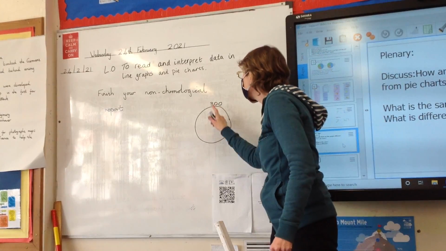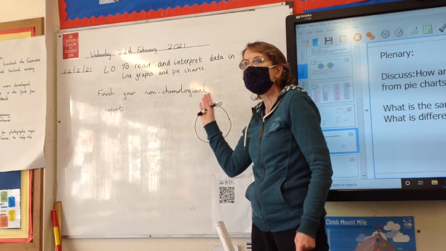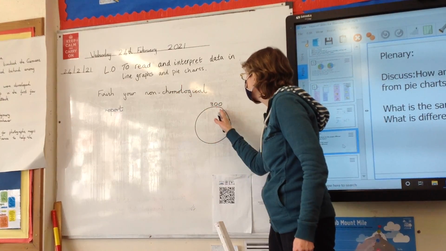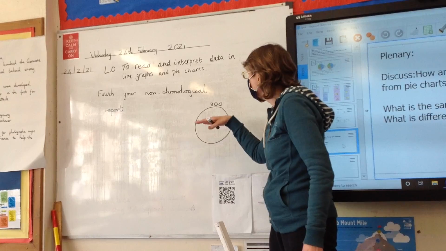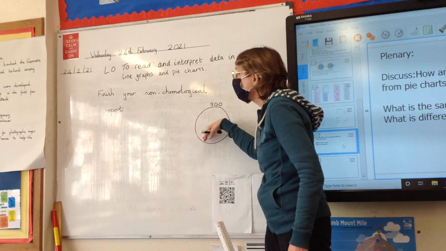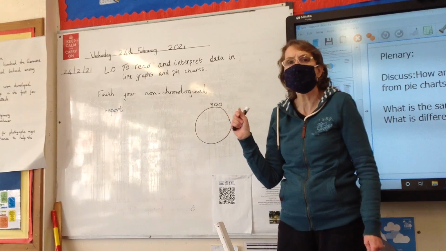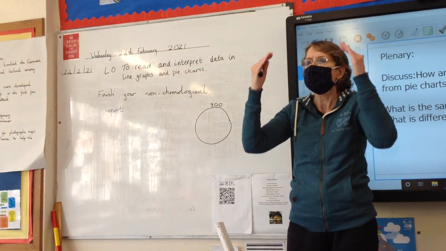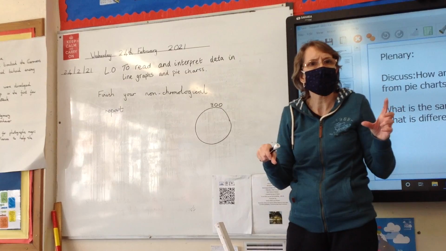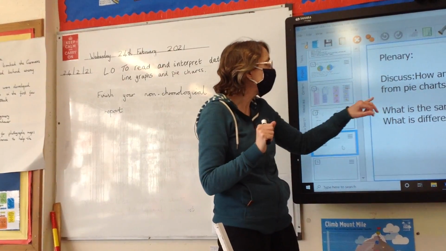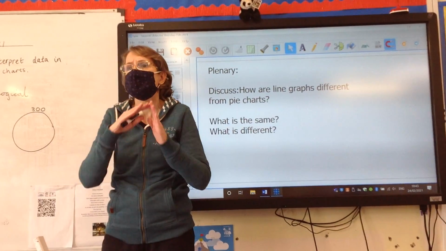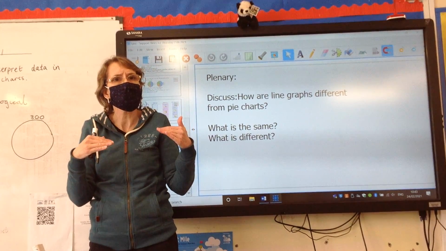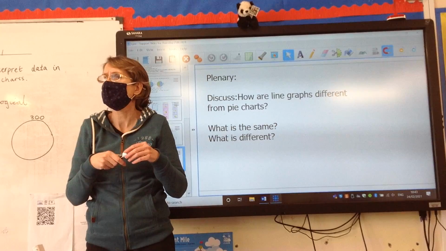And then you divide it up according to the proportions. So if half the children walked, you'd have half the pie chart coloured in. If a quarter of the children went by train, you'd have a quarter coloured in, and so on. So it's really looking at a whole piece of data and then dividing it up. In that respect, it's very different to a line graph, because it's a whole piece of data and you're dividing it up into sections to represent the amount.